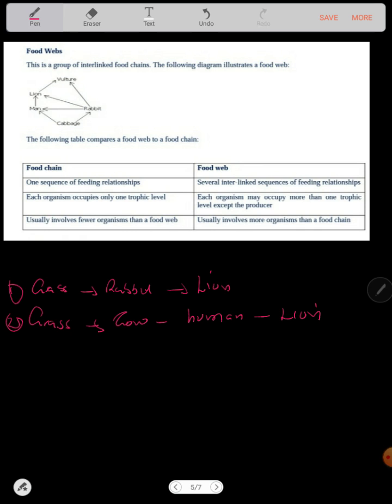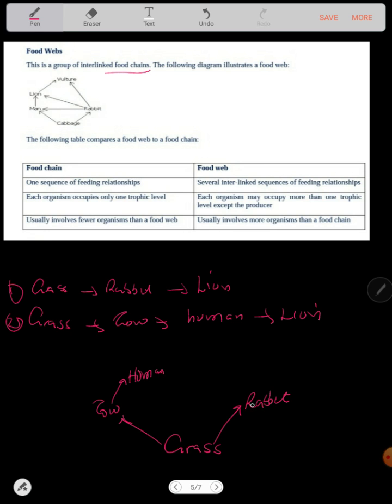So what are we trying to talk about here when they say a food web is interlinked food chains? You combine these and you form one. You know that grass is a primary source of energy, not really the primary, but it's the producer. Now this grass can be fed on by rabbit and cow. So you can say rabbit, you can say cow. Right? And a cow can be eaten by a human being, right? Human.